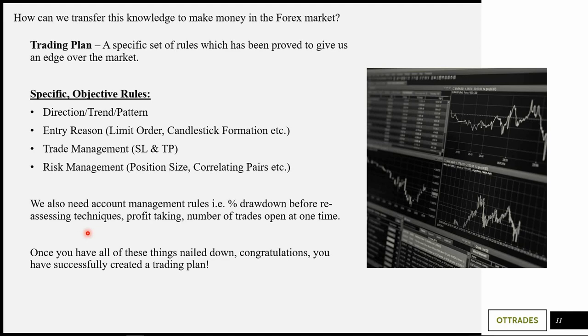you could simply apply that to your live trading and say, right, following these exact rules, if I have a drawdown of 15% or more, so if I had £1,000 in my account, and my account value goes below £850, so a loss of £150, which is 15% of £1,000, I need to stop trading and look at what's going wrong, because obviously it's not going the same as my backtesting. Simple as that, really. Once you have all these things nailed down, congratulations, you have created a trading plan.